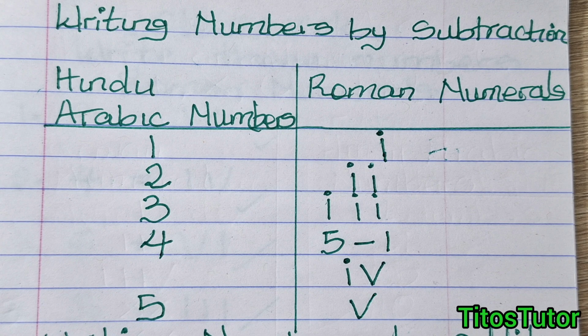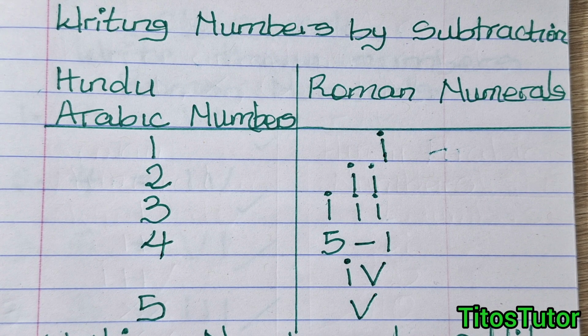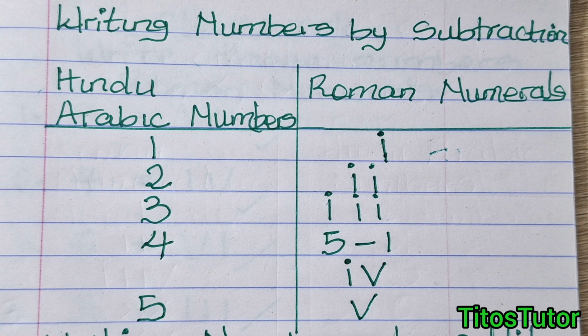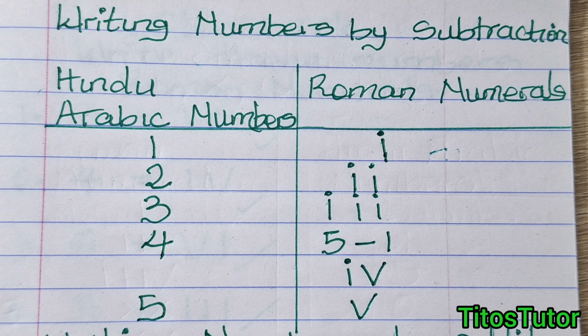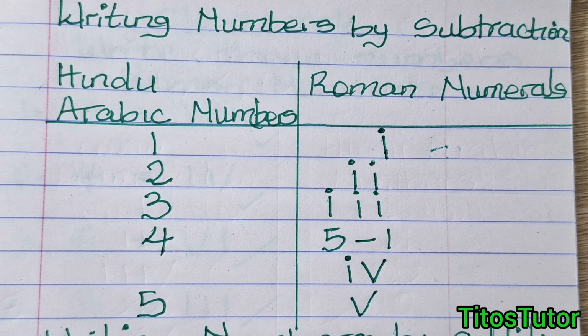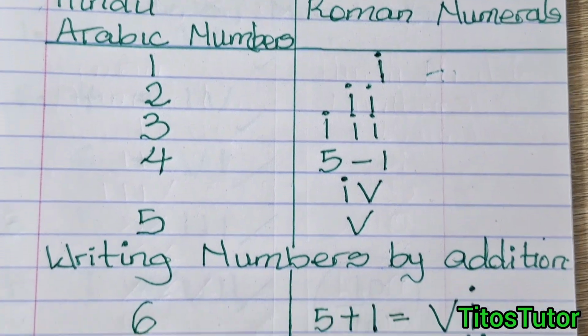So the smaller Roman numeral comes first, which is IV. But if you formed it by addition, which we'll get into soon, you will write the bigger number first, which is V, before you add the smaller number which you added. So it will be VI. So IV is 4, because 4 was formed from subtraction. So the smaller one, which is I, comes first, then V. All right, so to write 5, you know is already a key Roman numeral, so 5 is V.